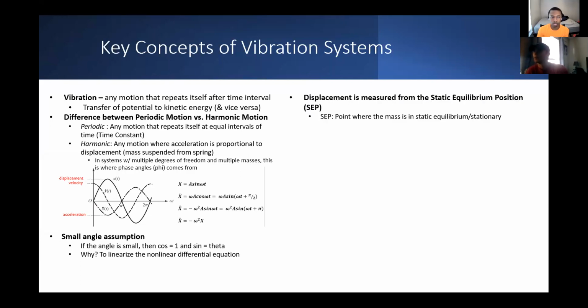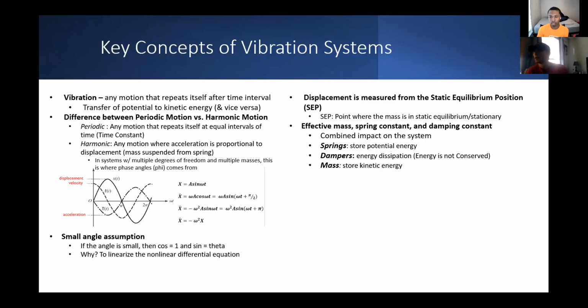Displacement is measured from the static equilibrium, which is the point where the mass is in static equilibrium or stationary. If we think of a mass on a spring, it would be before that initial force, or it's more of just that initial condition. Effective mass, spring constant, and damping constant: these are going to be what you're solving for most of the time.